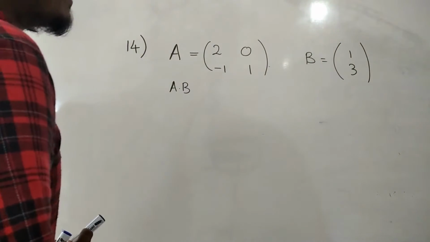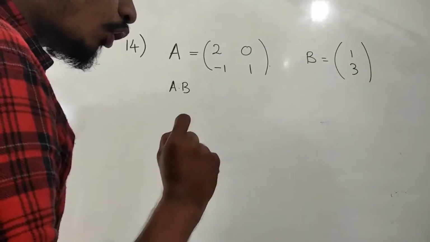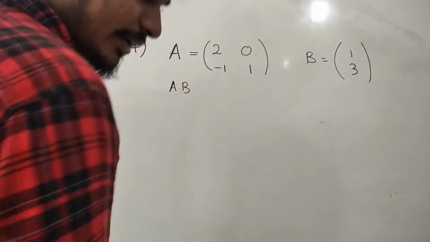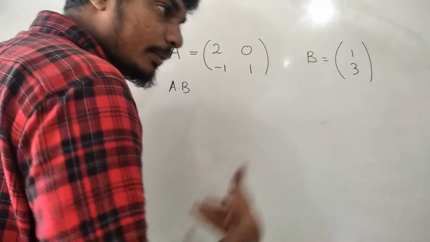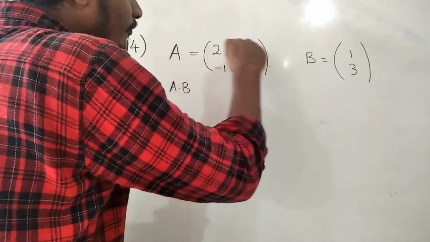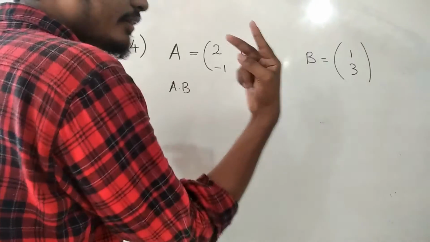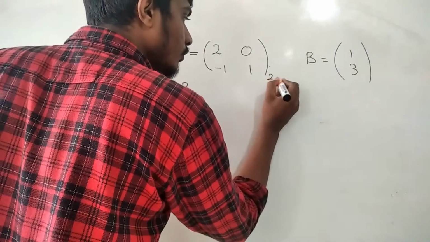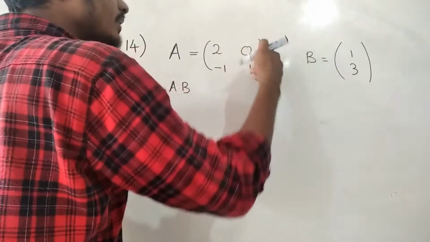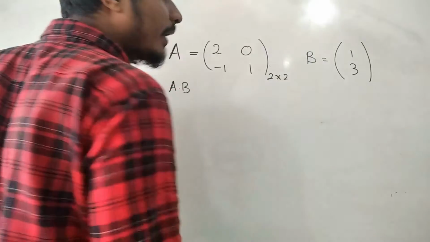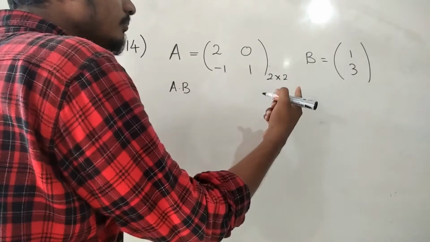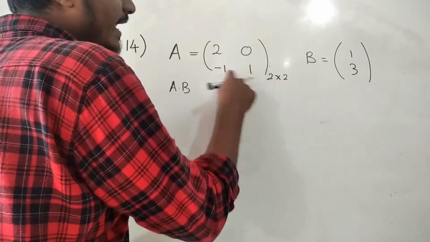Students, to multiply a matrix, you have to note the order of the matrix. What do you mean by the order of the matrix? Order means the number of rows and columns. So how many rows are there? There are 2 rows. How many columns are here? There are 2 columns. So it's a 2 by 2 matrix. So the order of the matrix A is going to be 2 into 2.